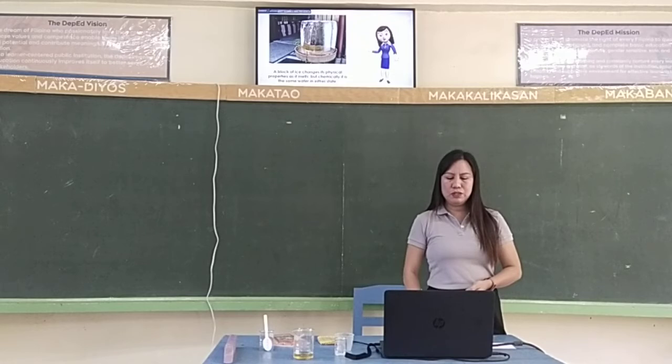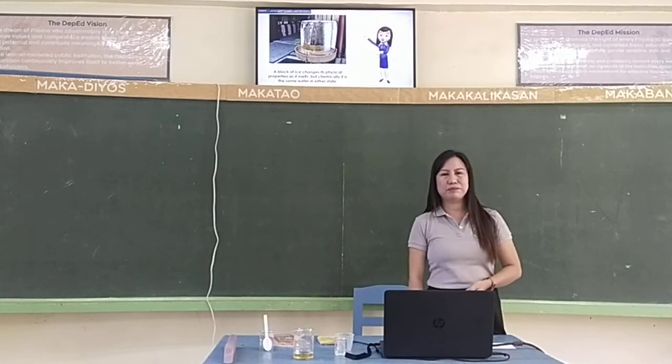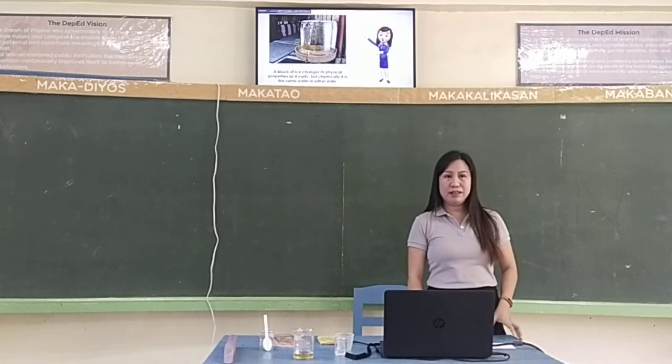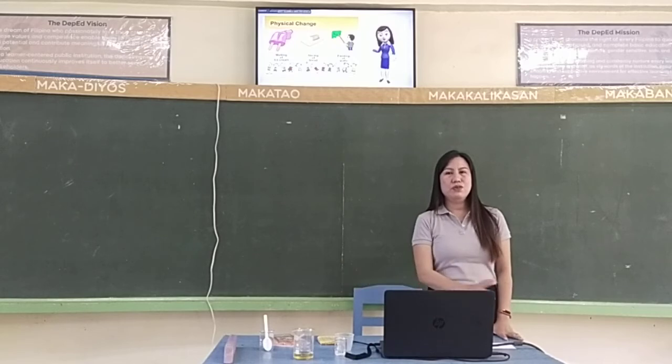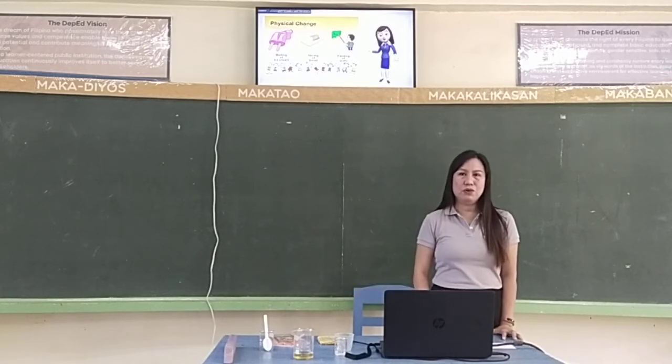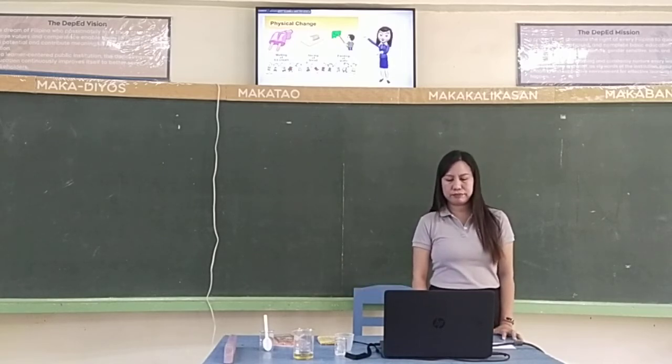How about the melting of ice? This is an example of physical properties. Although it melts and the size changed, if the ice melts, it's still water. Okay? Other examples of physical changes are the melting of ice cream, slicing of bread, and baking of rolls. So there are no changes in the properties.